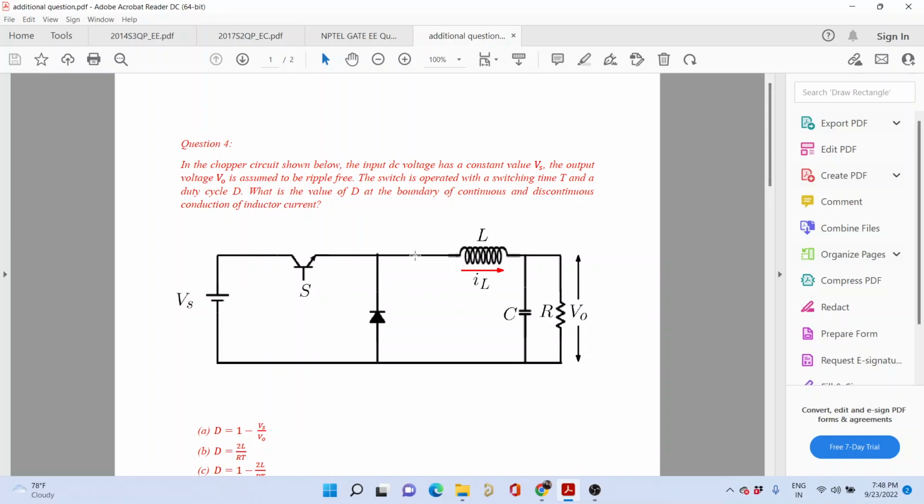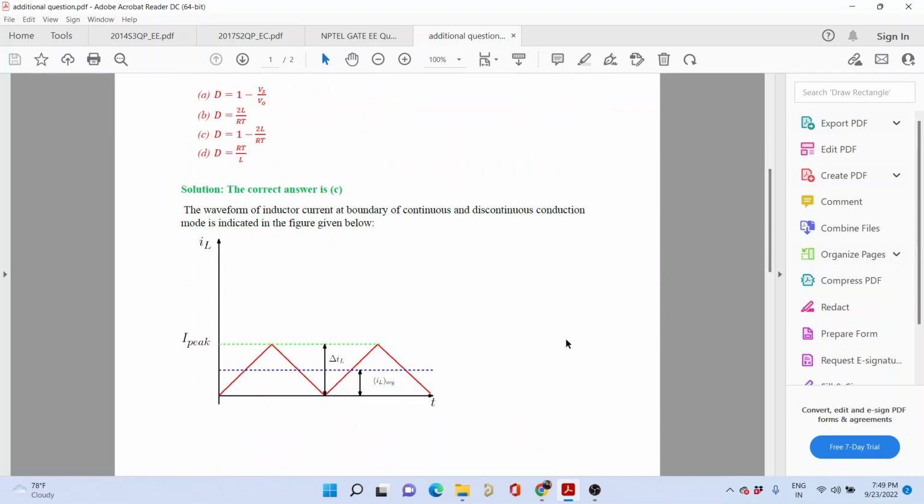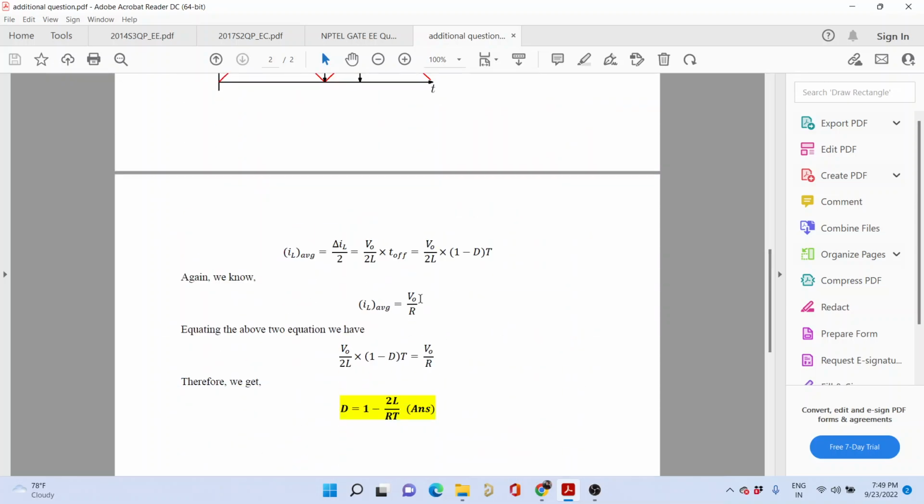So what we say is that this current flowing through the inductor has a ripple in it. This ripple current flows through the capacitor, and the DC part, the average part of the inductor current, flows through this resistor. The average voltage across this load is V0, so IL average is equal to V0 divided by R. So you equate these two equations, V0 divided by 2L into 1 minus D into T, to V0 divided by R, and from there you get the expression for the duty cycle. So that would be the answer for this question.